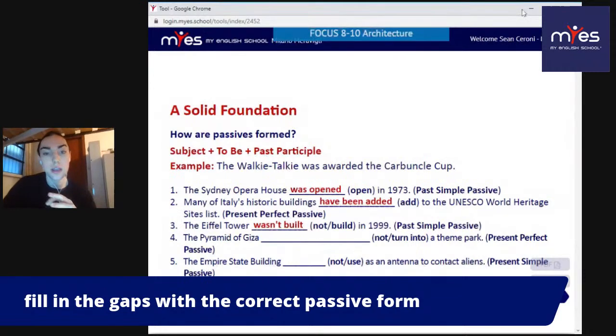So of course, another thing you have to be aware of with passives is remembering your past participles. For the most part, they're regular, ed: opened, added. But sometimes, built, something like this, is irregular: to build, built. So just keep those in mind, of course, and I'll give you a minute to get the other ones.